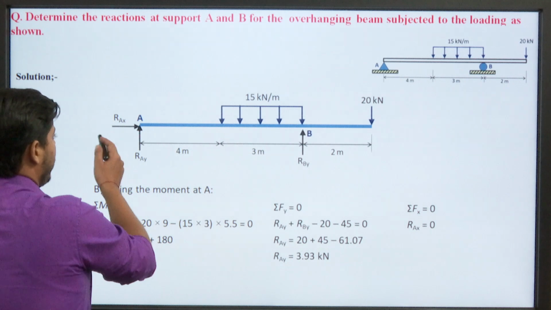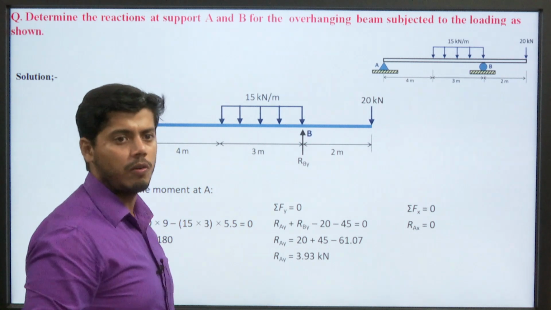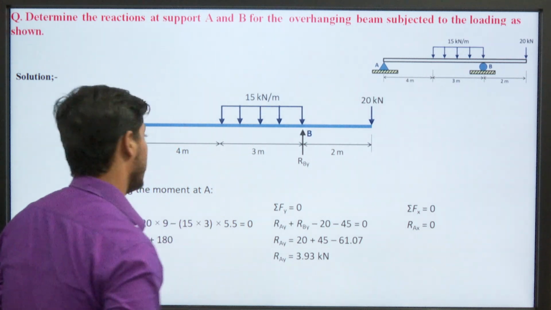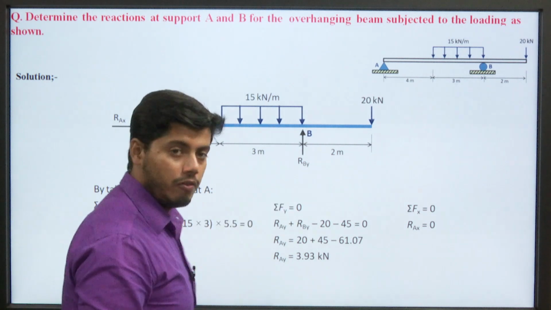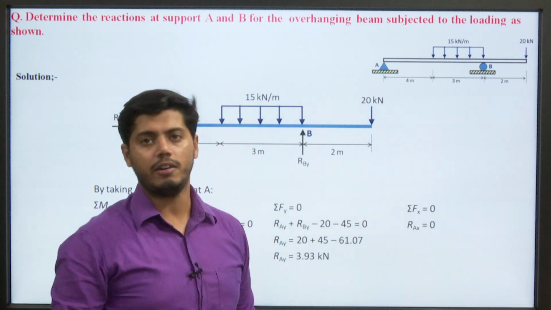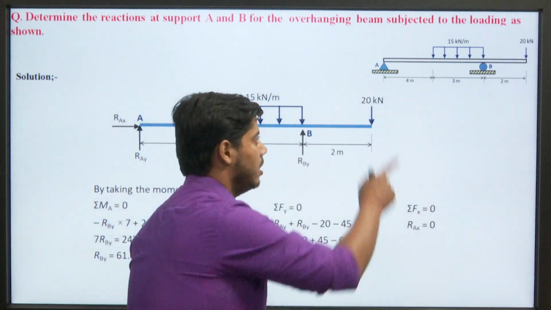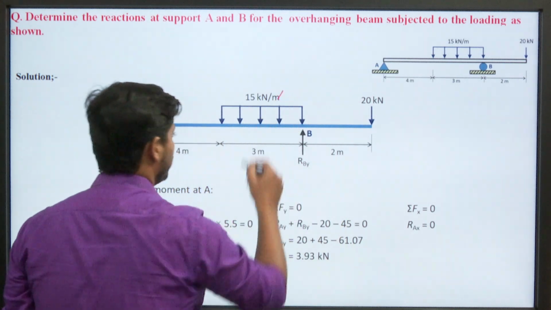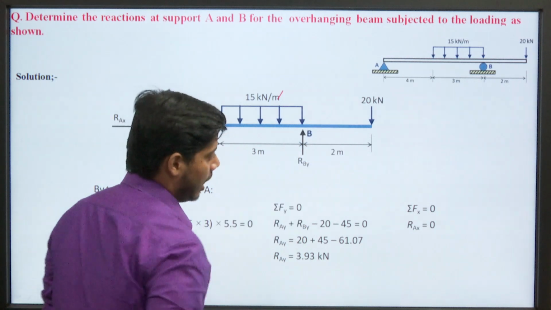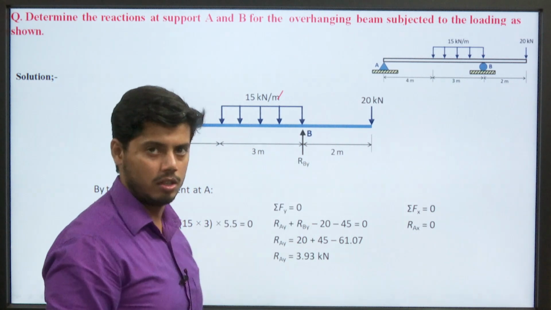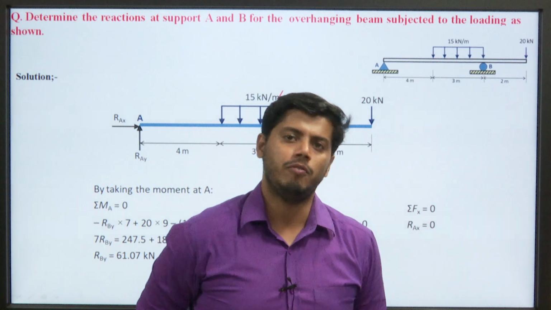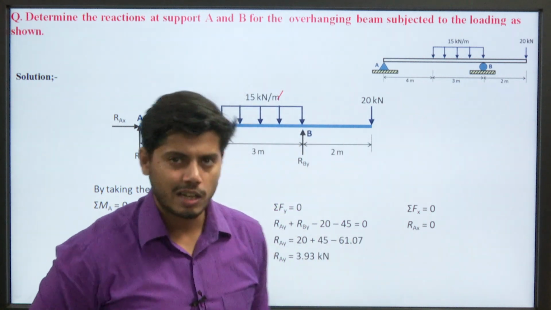At the hinge support there will be two reactions, one horizontal reaction and the other a vertical reaction, that is RAX and RAY. At the roller support we have one reaction, the vertical reaction, that is RBY. There is one UDL force, and one point load acting at a distance of 2 meter from the support B. Now we have to calculate the reaction at support A and support B.